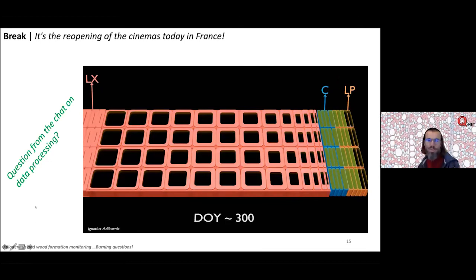Okay, so this was the reopening of the cinemas in France.